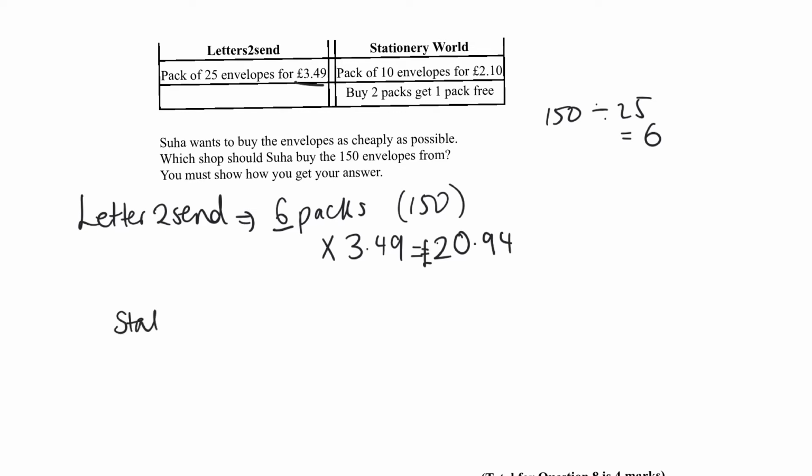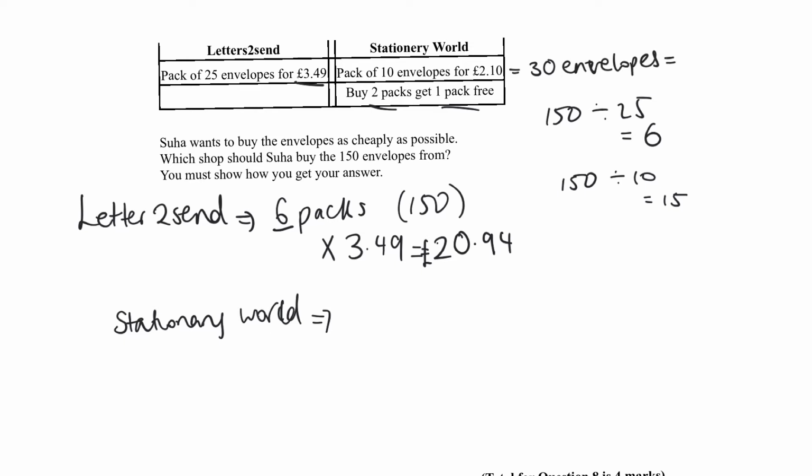And then for Stationery World, she buys 2 packs of 10. Well, no, she doesn't. We need to work out how many packs of 10 we need for 150 envelopes. So we do 150 divided by 10, which is 15. But the special thing here is that every 2 packs you get 1 free. So essentially 30 envelopes is equal to the price of 2 packs. So 3 packs is equal to the price of 2, which is 2.10 times 2, which is £4.20.